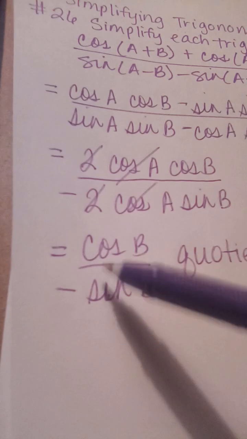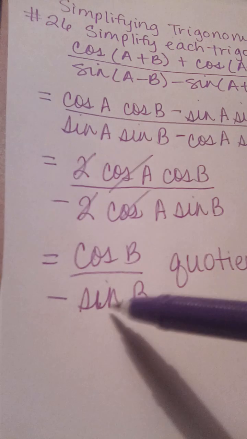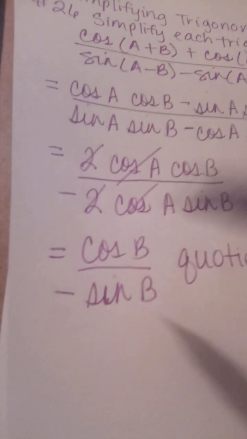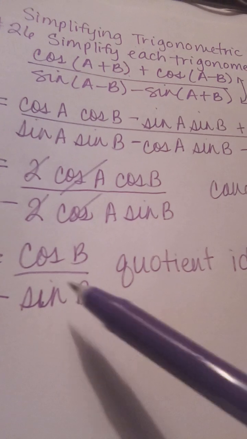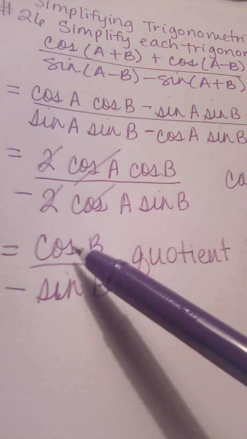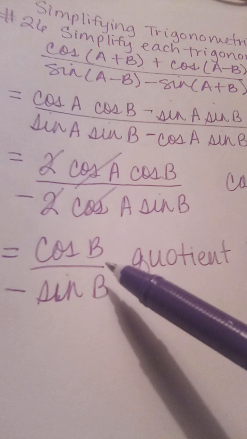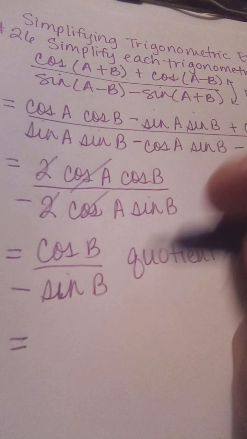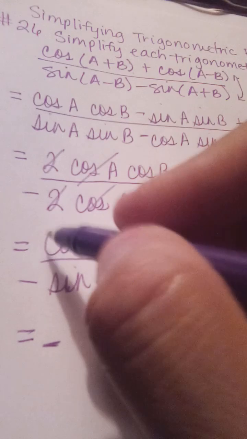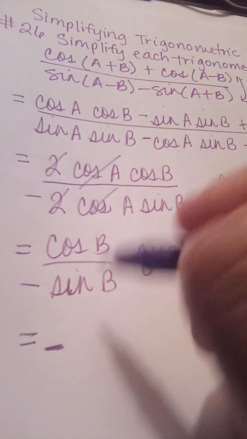This is what you're looking at. This is where you see a cosine on top, cosine whatever letter, and sine in the bottom of the denominator. When you see this, it is one of the identities in your formula. So we have a quotient identity. So we have cosine B over negative sine B, which turns out to be what? The answer would be a negative for sure. When you divide a positive over a negative, it would be a negative, right?